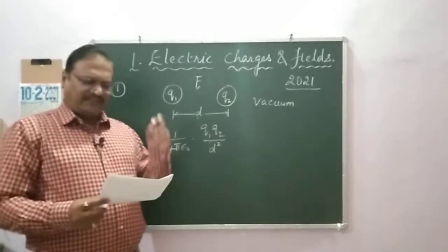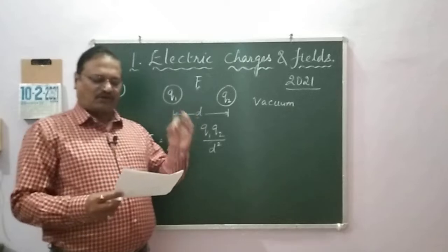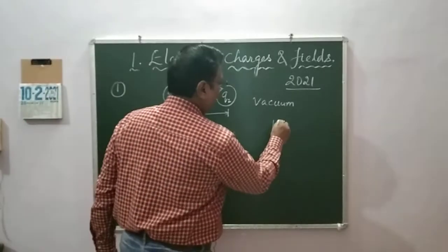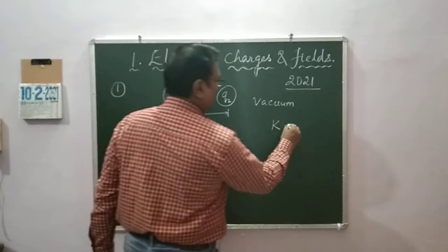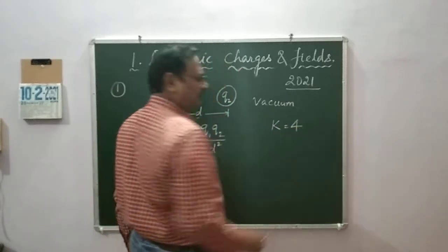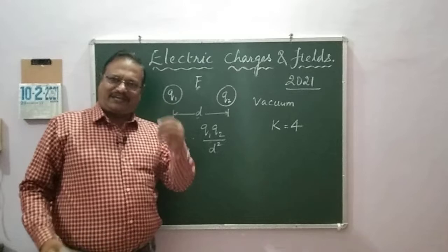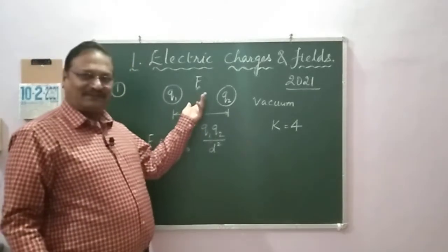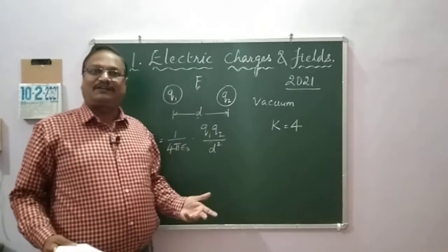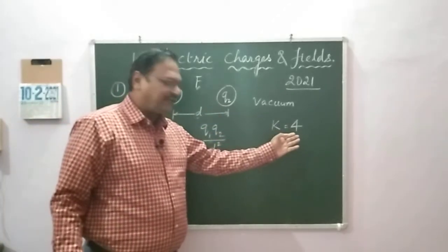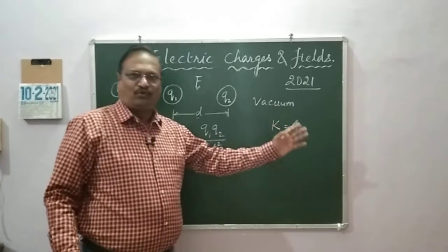Second, a medium of dielectric constant 4. Now, what is dielectric constant? It is K. K is equal to 4. Each medium has a different dielectric constant. For air or vacuum, it is 1. For water, it is 81. And here, some medium which is having a dielectric constant 4.